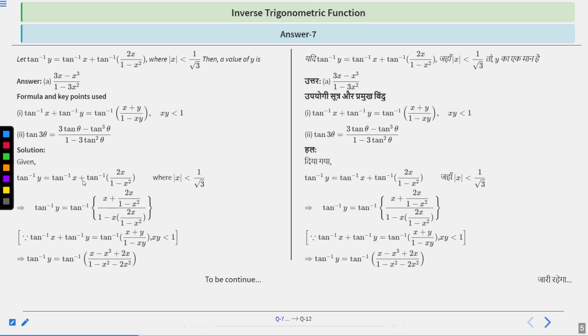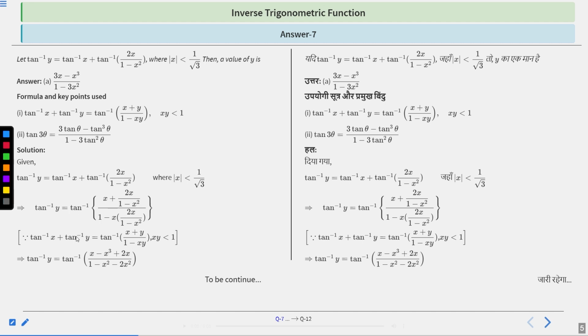Now, let's move to the solution part. Given that tan inverse y is equal to tan inverse x plus tan inverse 2x upon 1 minus x square, where mod x is less than 1 by root 3. Therefore, tan inverse y is equal to tan inverse of x plus 2x upon 1 minus x square, upon 1 minus x into 2x upon 1 minus x square.